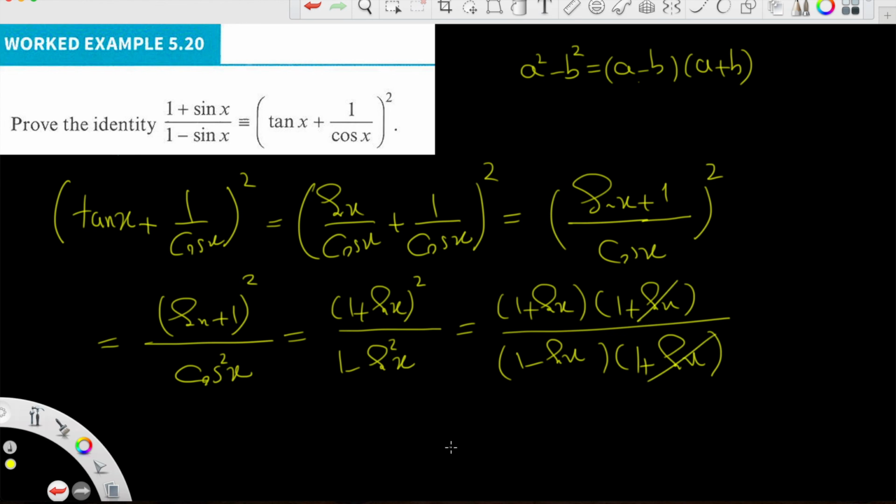So they cancel out each other, and it simplifies to 1 plus sine of x over 1 minus sine of x. And this identity is proved.